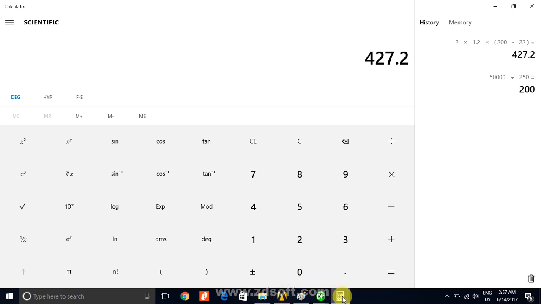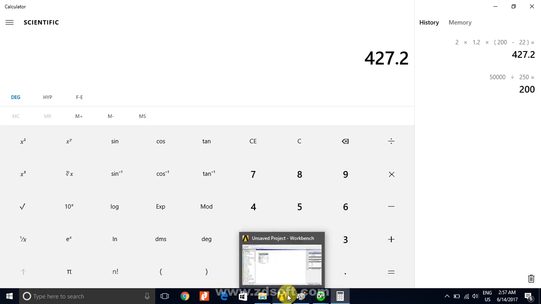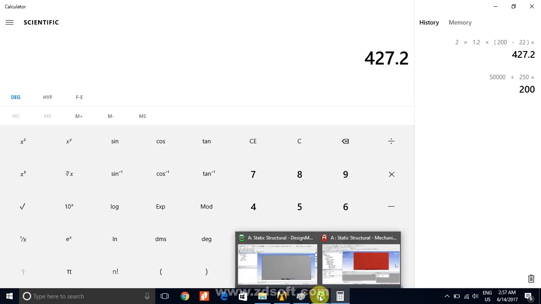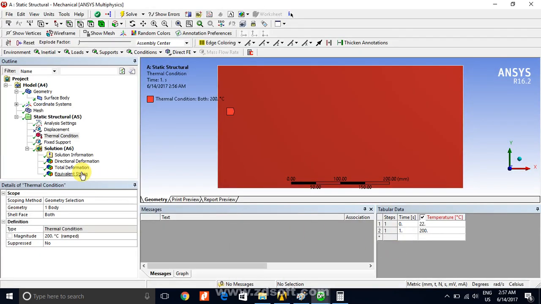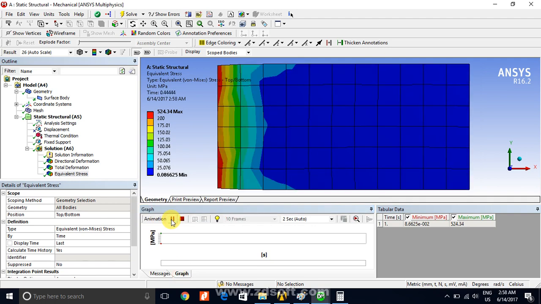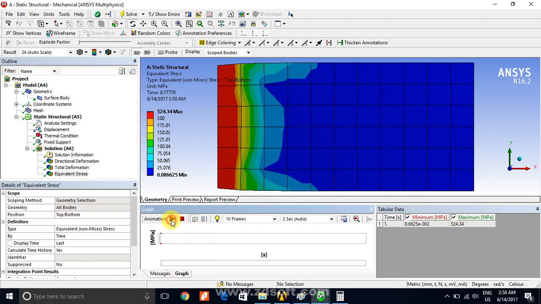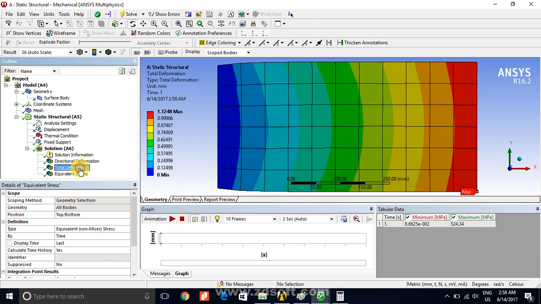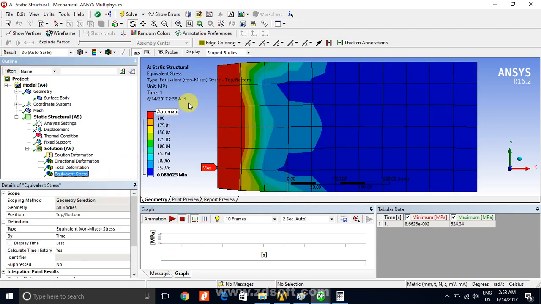But thermal stress should be present only in those cases when it is restrained, and it is coming 524. So we have fixed that one, and it is deforming in this direction, and this value is coming something different, 524. What is this? So again it is a garbage output. We have to understand the phenomena of thermal stress analysis.